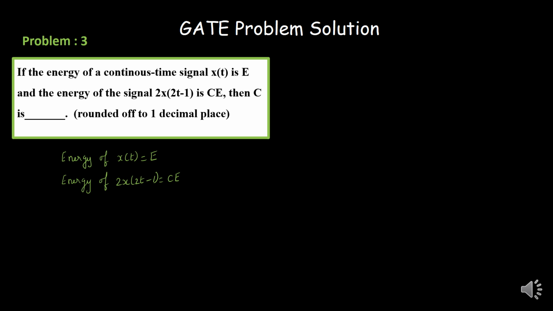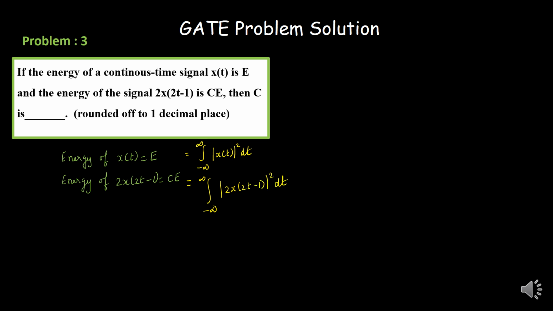What is the energy formula? Energy formula is integral minus infinity to infinity modulus of x of t whole square dt. So this is the energy formula. Okay. So let me write for this also integral of minus infinity to infinity. In the place of x of t, I am going to replace that as 2x into 2t minus 1 the whole square into dt.